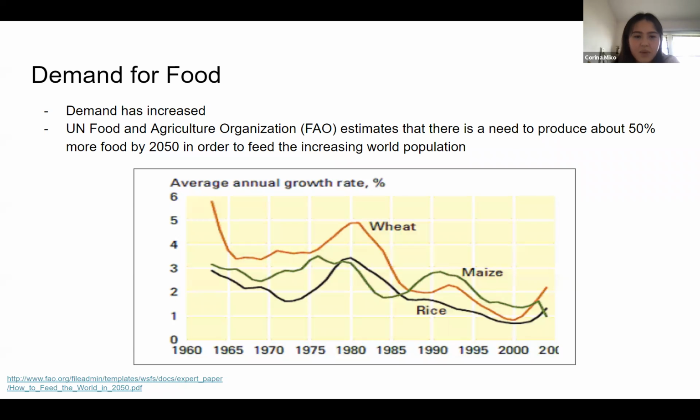To provide some background information relating to crop security on more of a global scale, the demand for food has increased, and the FAO estimates that there's a need to produce about 50% more food by 2050 in order to feed the increasing world population. This statistic is negatively correlated to the annual average growth rate of major crops, shown here, which has generally declined since the 1960s.